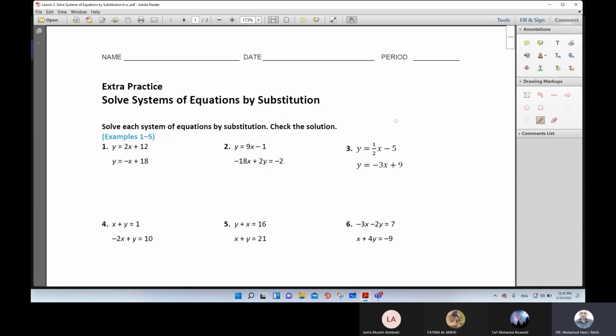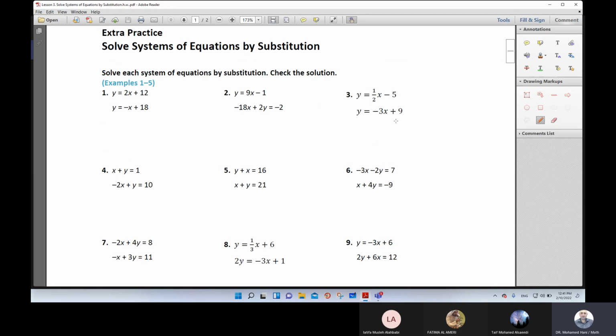Math grade 8. We are in module 6, lesson 3. Solve systems of equations by substitution. We have this question: solve each system of equations by substitution, then check the solution.